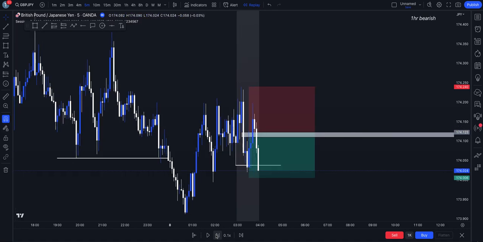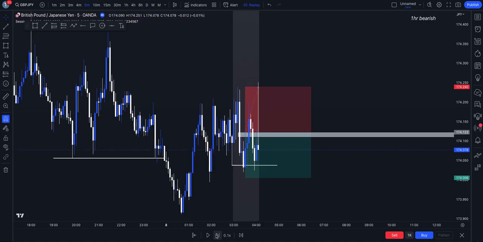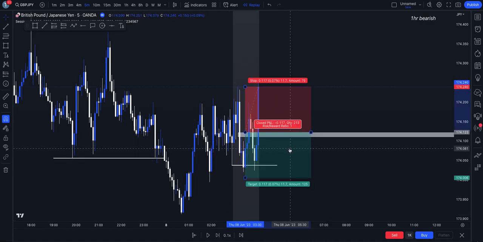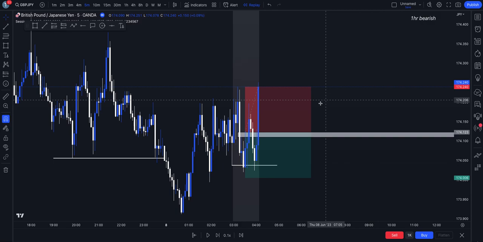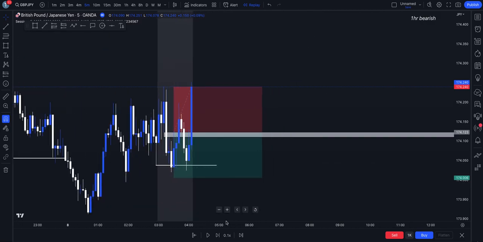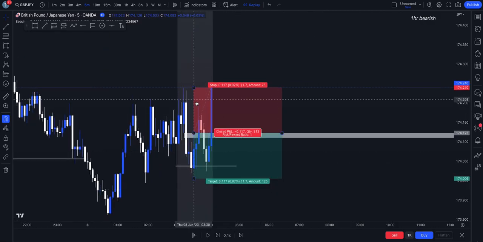Fast forward it a bit more, this should be quick here. Okay, still not even hit a 1 to 1. Okay, so that was a full loss. However, I also implement this risk management tool right here. So as you can see, we made a new swing high whilst we were in drawdown.